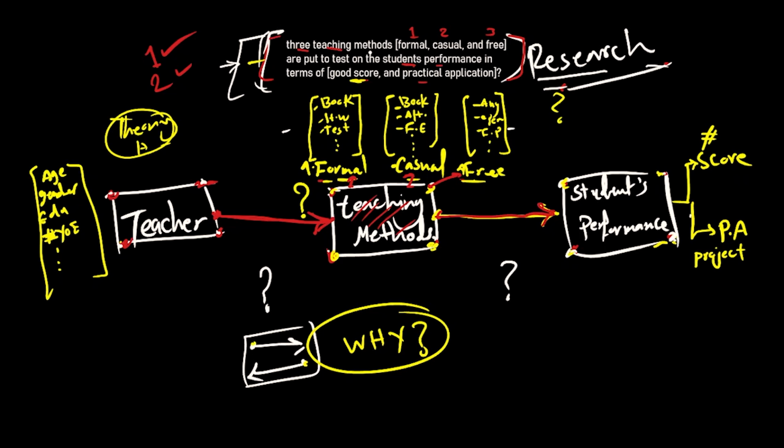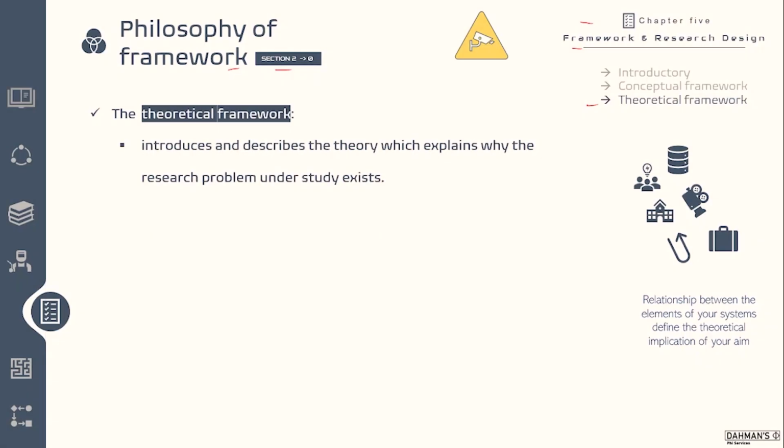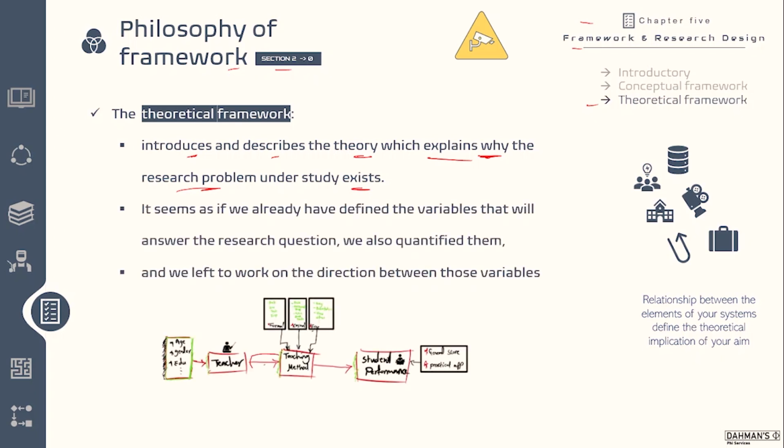This question on why we are conducting the research is what is known as a theoretical framework. That's why the idea of theoretical framework is to introduce or to describe the theory which explains why the research problem under study exists. We have actually created this arrow and the directionality between those elements, which is another way of conducting the answer for why the research exists in the first place.